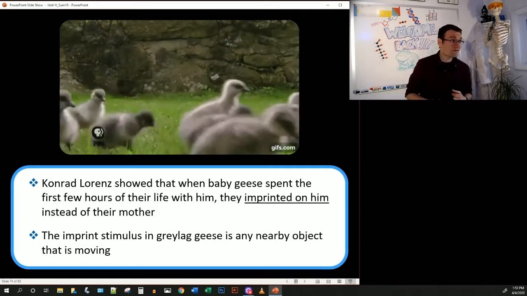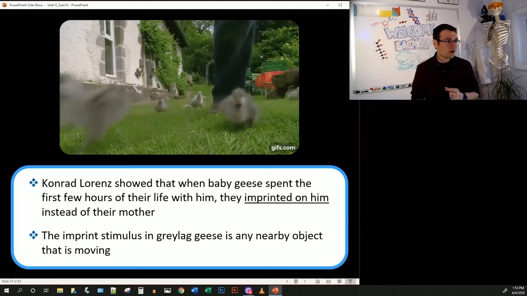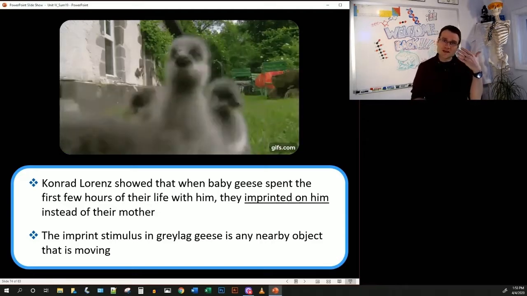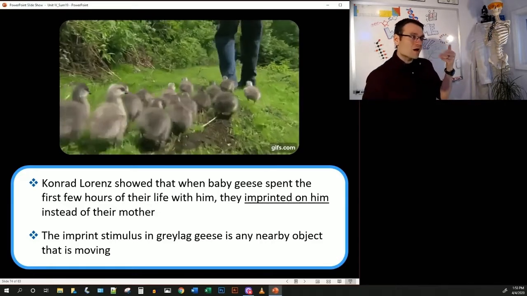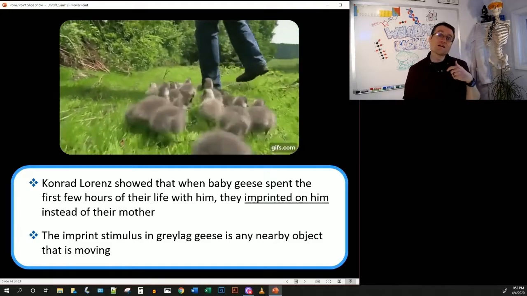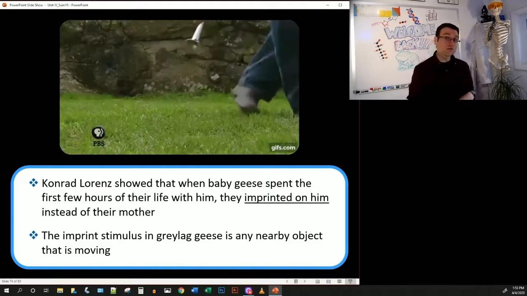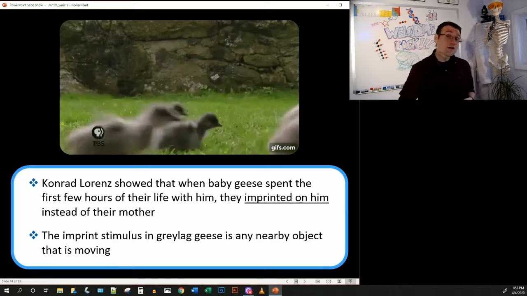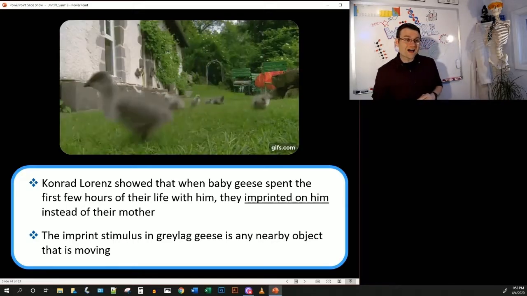So here we have a scientist, and he's walking along. He's got a bike horn to make it sound like a goose mama call to make them feel a little bit better, but they have imprinted on him. So wherever he goes for their first year of life, they are going to be following right behind.